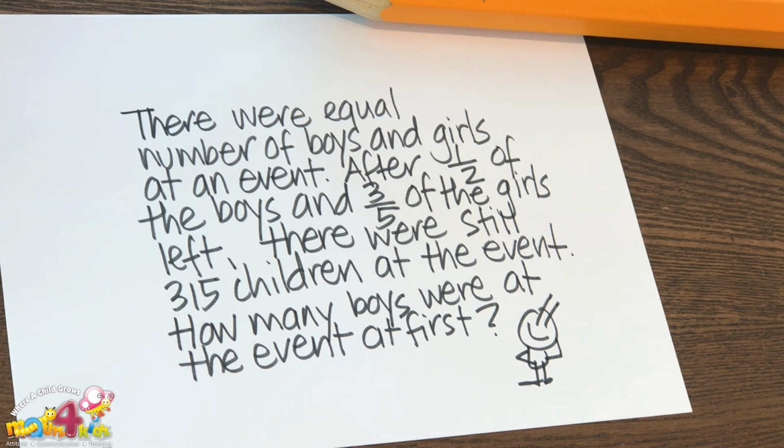There were equal number of boys and girls at an event. After some of the boys and some of the girls left, there was still a bunch of children at the event. Can you imagine that? And the question is, how many boys were at the event at first? Can you try to solve the problem?